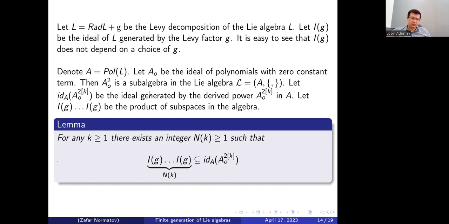They denote by A the polynomial functions on L, and they denote by the new ideal of the polynomial functions with zero constants. Then by this notation, they denote the ideal generated by the derived powers in A, and let Ig be the product of subspaces in the algebra. Lemma: for any k, there exists an integer such that this product is contained in the following ideal.